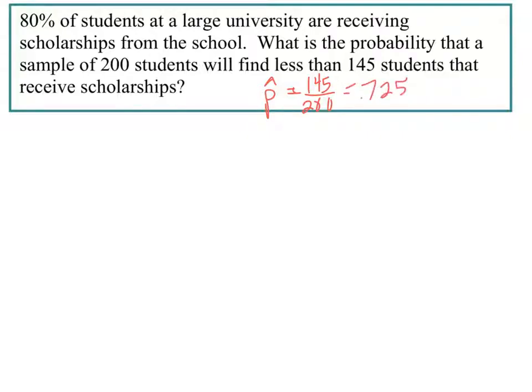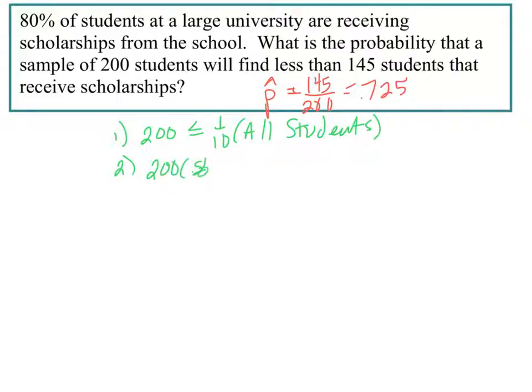So for proportion problems, we should start with our conditions. Of course, we want a simple random sample. That's kind of that zero condition. Our first condition is the sample size should be less than or equal to 1/10 the population size. It says this is a large university, so I think we can be pretty safe in saying there are more than 2,000 students.